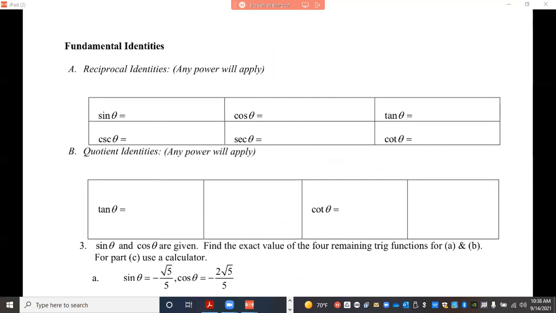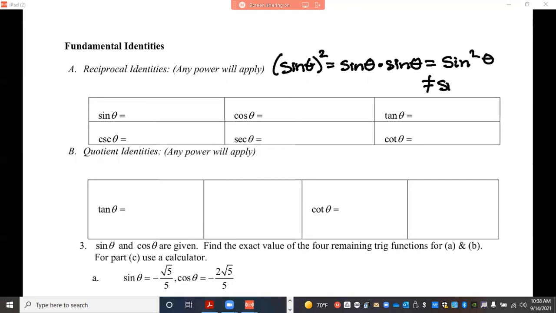Fundamental identities. So again, when we say any power will apply, when we talk about squaring a trig function, for example, sine of theta squared means we're taking the sine of theta and multiplying it by sine of theta. Now in trig notation, another way you may see this written without the parentheses is sine squared theta. This is not equal to the sine of theta squared. This just means you're squaring that value. So remember, we need to remember that this notation and this notation are equivalent.